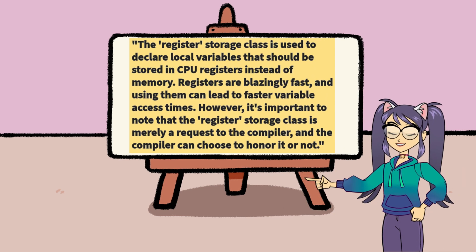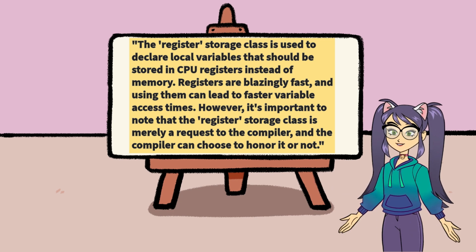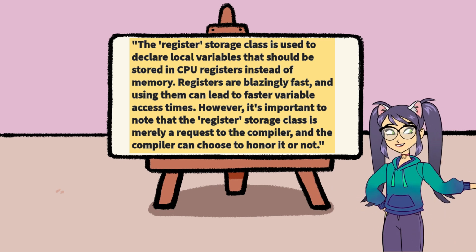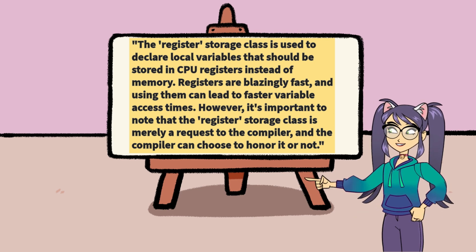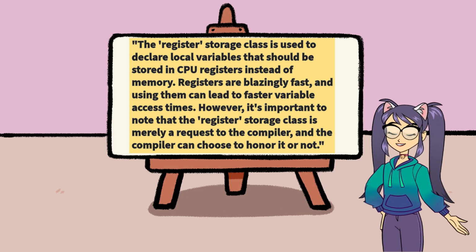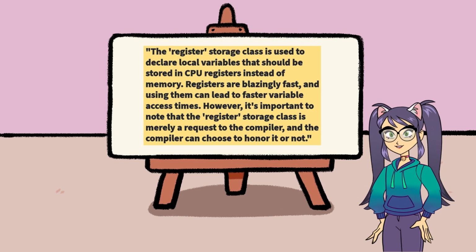The register storage class is used to declare local variables that should be stored in CPU registers instead of memory. Registers are blazingly fast, and using them can lead to faster variable access times. However, it's important to note that the register storage class is merely a request to the compiler, and the compiler can choose to honor it or not.